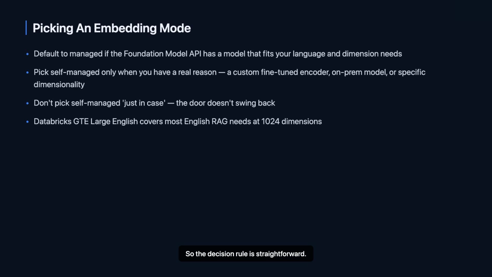So the decision rule is straightforward. Default to managed if the foundation model API already has a model that fits your language and dimension needs. Pick self-managed only when you have a concrete, named reason: a custom fine-tuned encoder, an on-premises model, a dimensionality you specifically need. What you absolutely don't want to do is pick self-managed just in case, because the door doesn't swing back. For most English RAG retrieval needs, the Databricks GTE Large English Model covers you at 1024 dimensions, and that's a managed path.